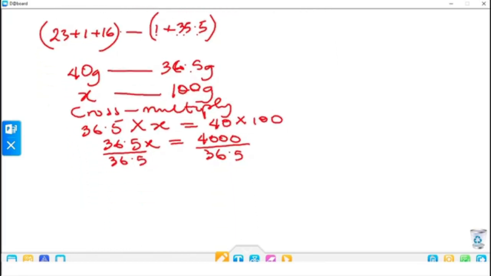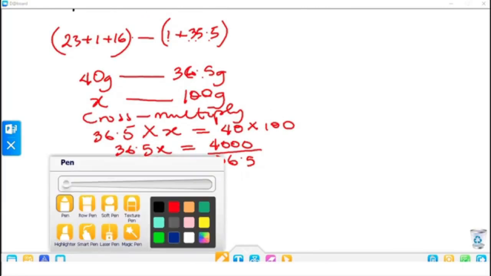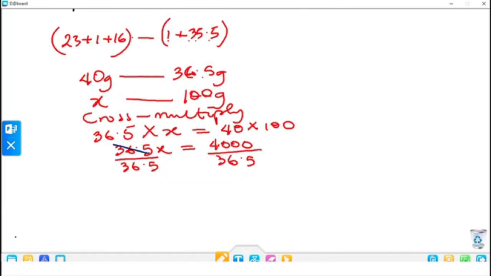Our x, this can take care of that. So 36.5 can take care of 36.5. We therefore have x is equal to 4,000 divided by 36.5. And when we do that, we have 109.6 grams.